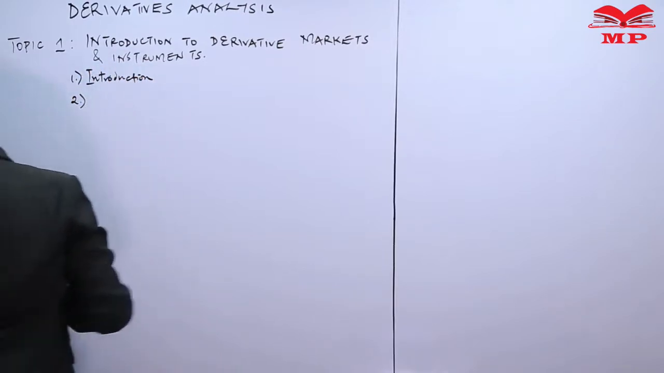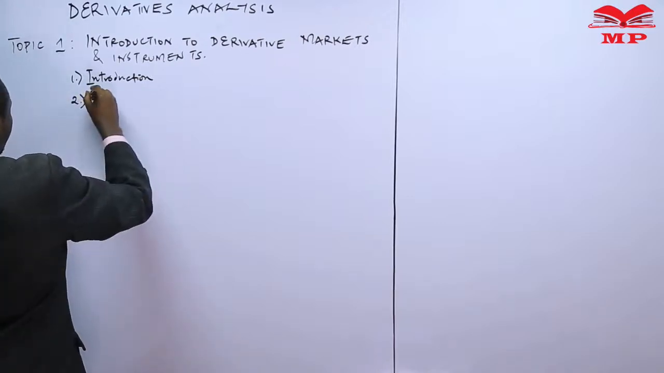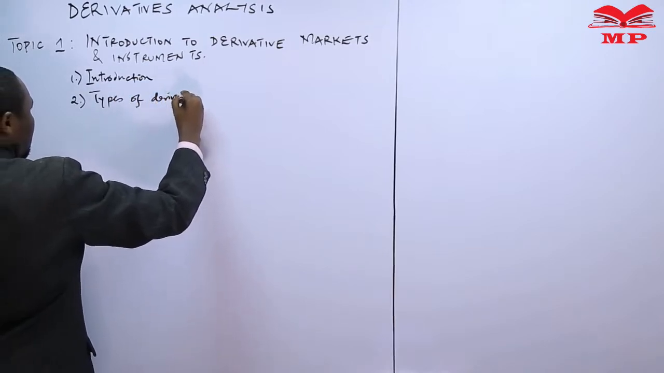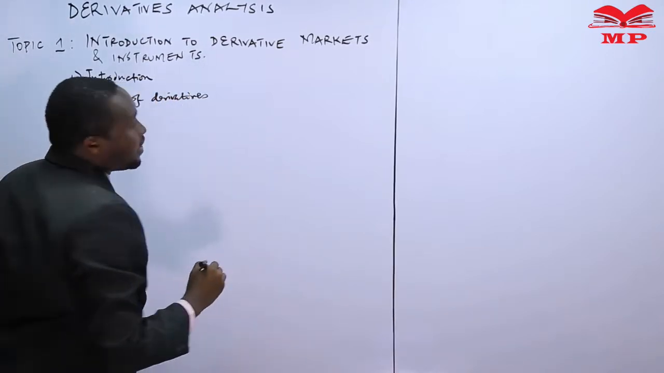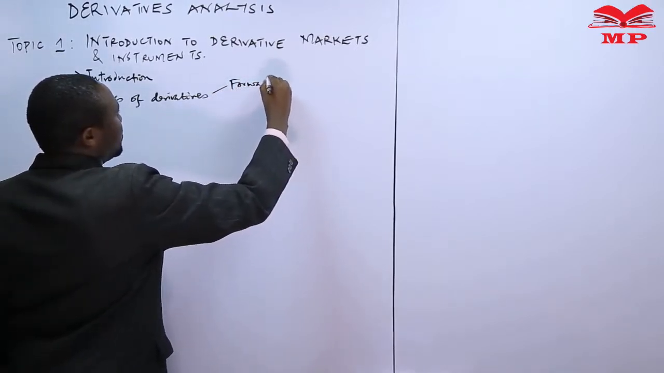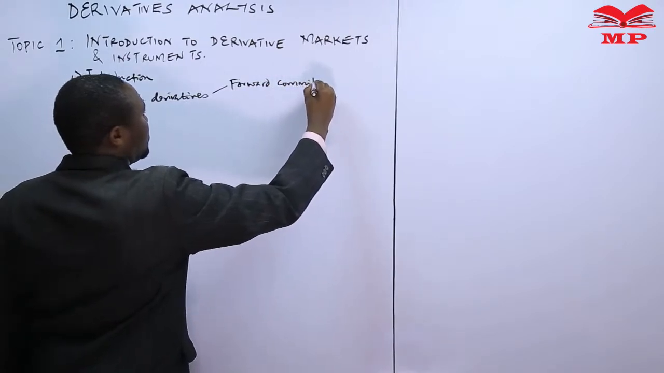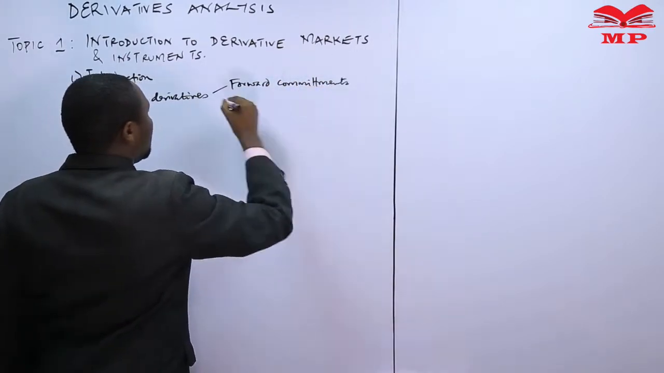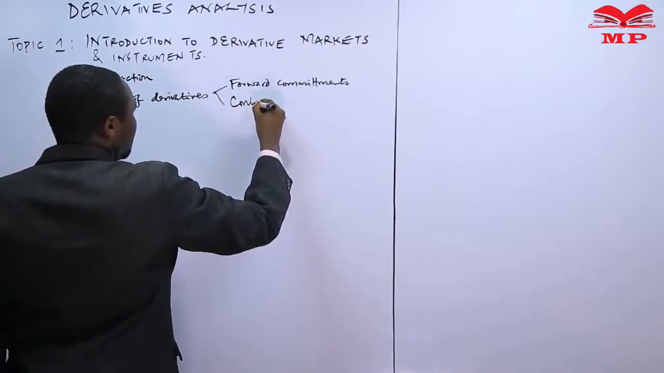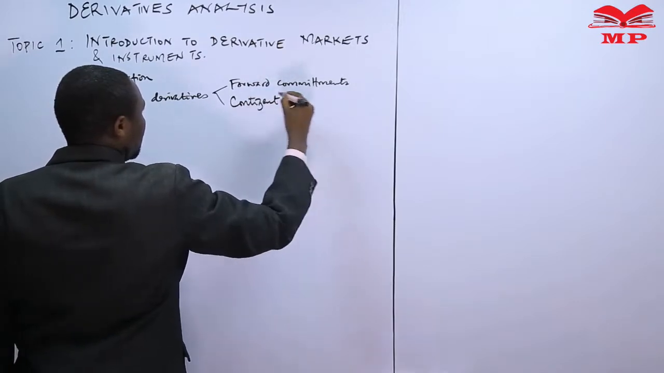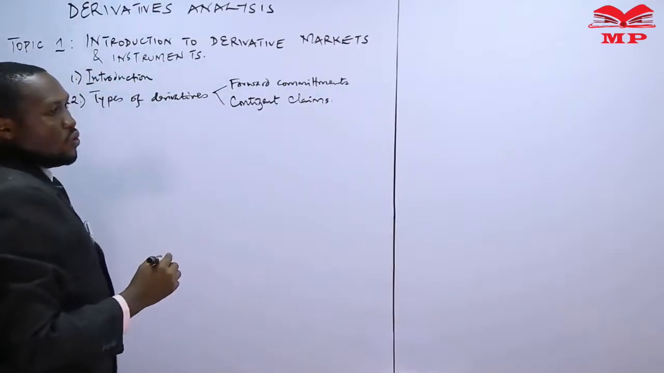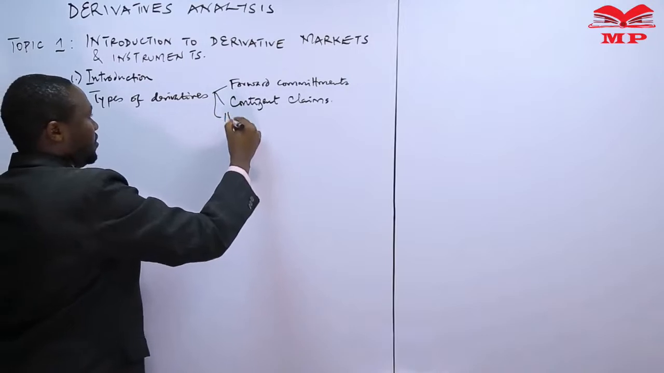We will also look at the types of derivatives, and here there are 2 broad categories. We have what we call forward commitments, and then we have another category called contingent claims. We will also look at hybrid instruments.